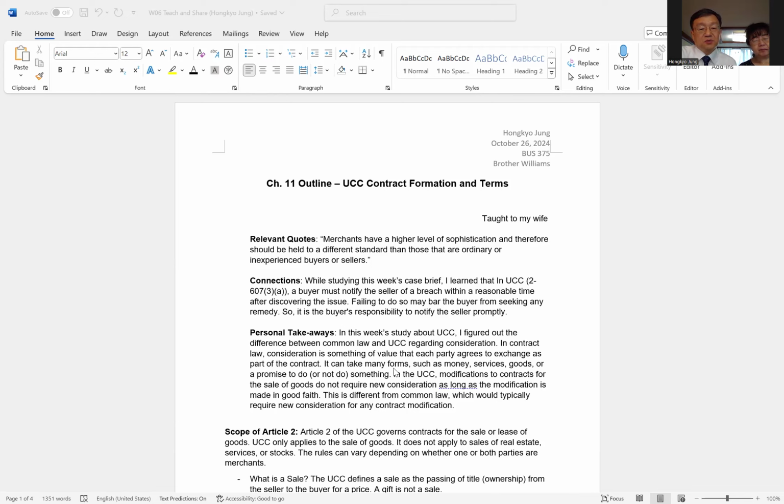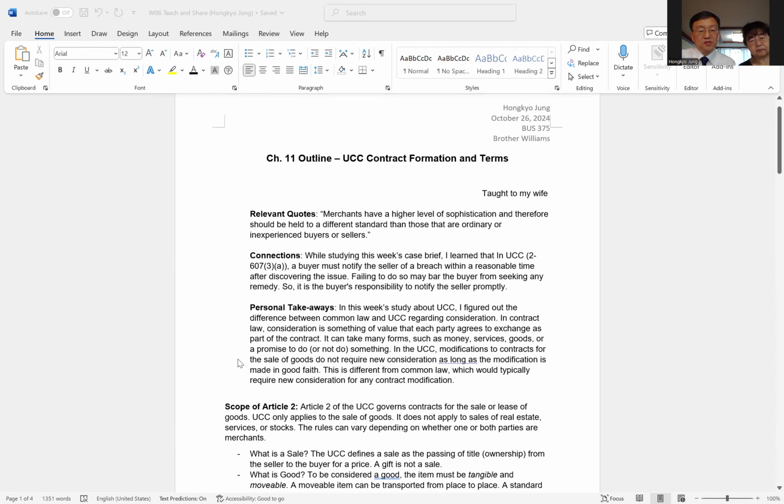As a personal takeaway from this week's study about the UCC, I figured out the difference between common law and the UCC regarding consideration. In contract law, consideration is something of value that each party agrees to exchange as part of the contract. It can take many forms, such as money, services, goods, or a promise to do or not do something. In the UCC, modifications to contracts for the sale of goods do not require new consideration as long as the modification is made in good faith. This is different from common law, which would typically require new consideration for any contract modification.